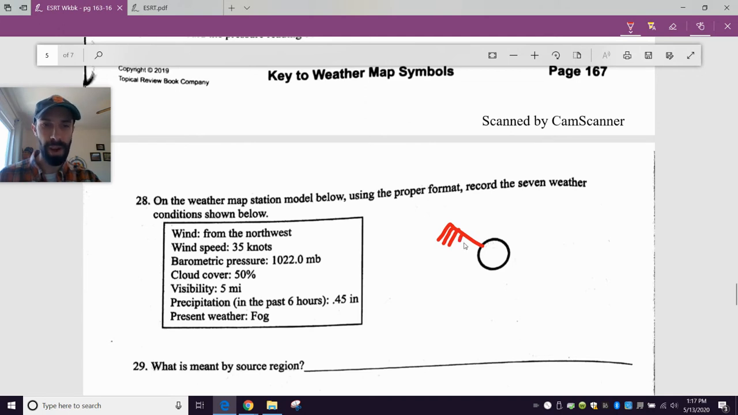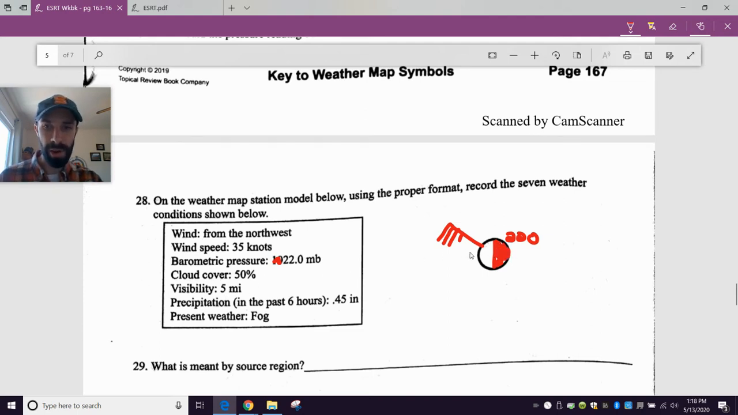Okay, so 35. Pressure is 1022.0. Get rid of the 10, get rid of the decimal. We're just going to write 220. Okay. Cloud cover, 50%. So we're going to shade half of this thing. Doesn't matter which side is shaded. Okay, I'm just going to split it in half like that.